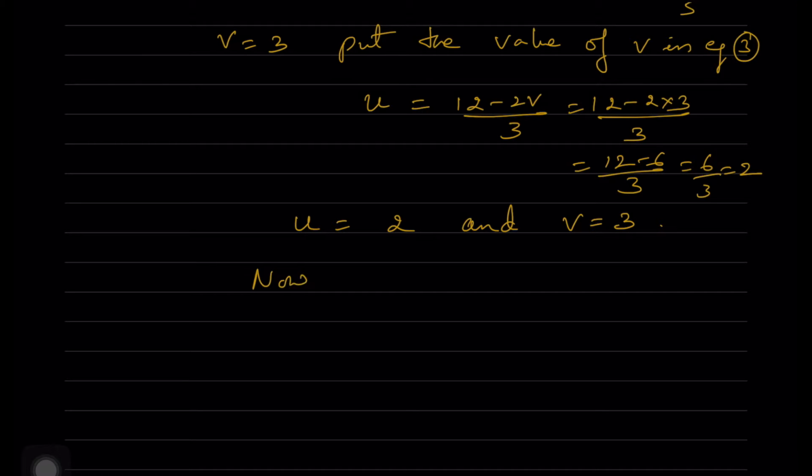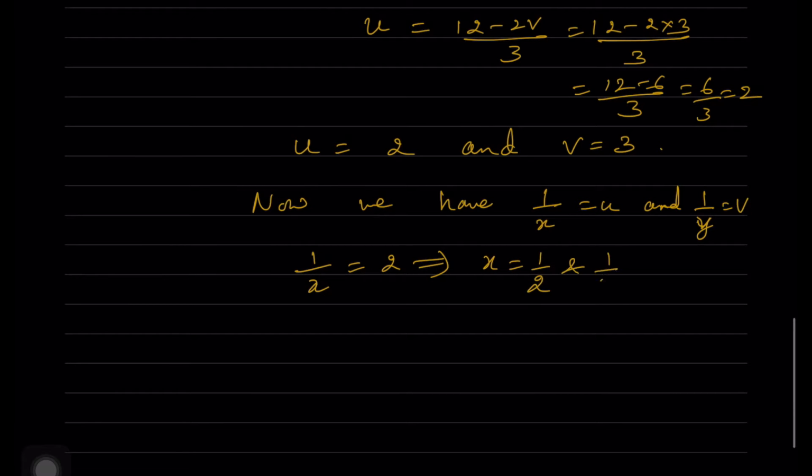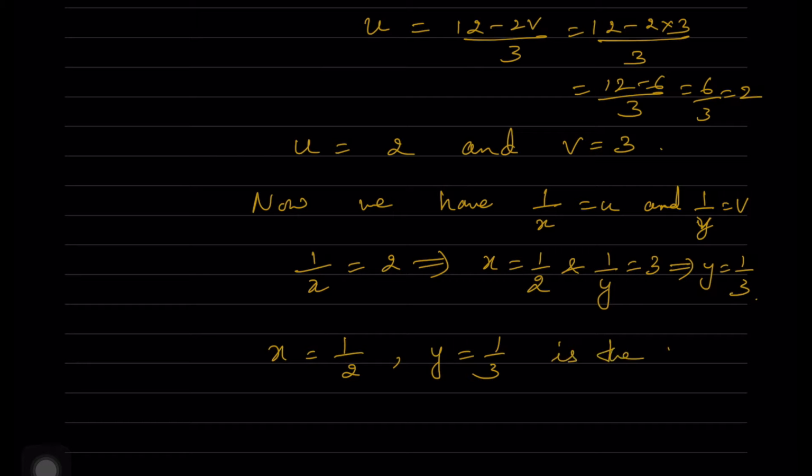Now we know that 1 by x is equal to u and 1 by y is equal to v, so substitute that. So what will we get? The x and y values, because x and y are the solution of the given pair of linear equations. So you are getting here 1 by x is equal to 2, which implies that x is equal to 1 by 2, and 1 by y is equal to 3, which implies y is equal to 1 by 3. So x is equal to 1 by 2 and y is equal to 1 by 3 is the solution of the given pair of linear equations.